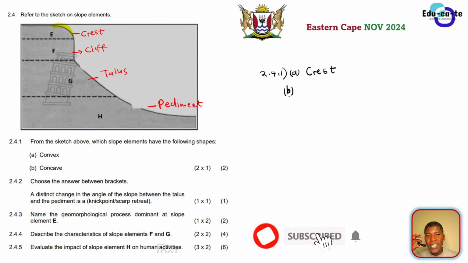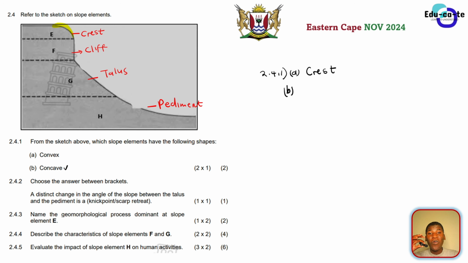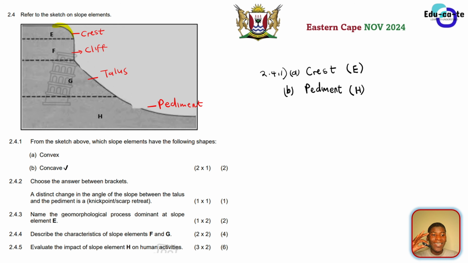And then B, which slope element has the following shape? The concave slope. Remember that the concave slope is characterized by being steep at the top, and then it becomes gentle as you go down. So it is steep at the top, and we know that that suits the pediment. So it is the pediment. But since they've said from the above sketch, I think it is safer for you to write the letters. The crest is E, and the pediment is H. Just write the letters because they said from the above sketch, and in the above sketch you're not really given labels. So just to be safe, you can write the letters and then write the names.